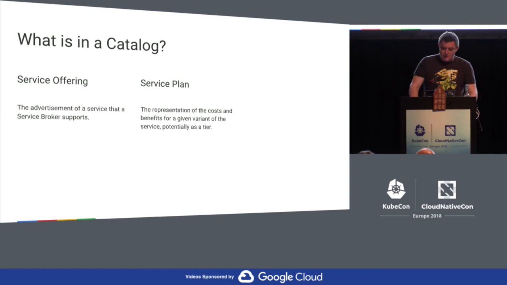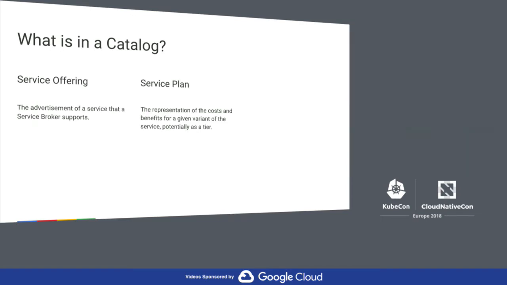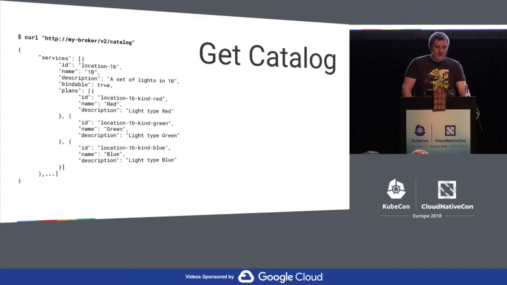So what's inside of a catalog? Service offerings and service plans. A service offering is kind of a template of a class, but the definition doesn't really have to be that strict. And a service plan is a variant of that service. And again, the definition doesn't have to be that strict. So here's a result of my broker getting the catalog. I'm doing curl here, so it's just REST. So it's nothing super complicated.